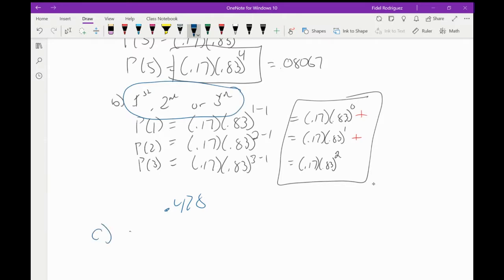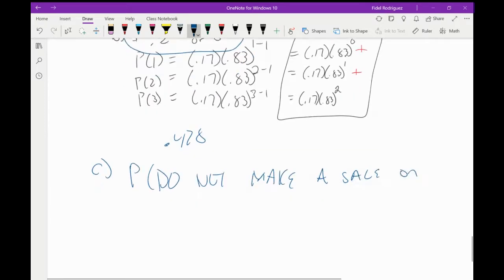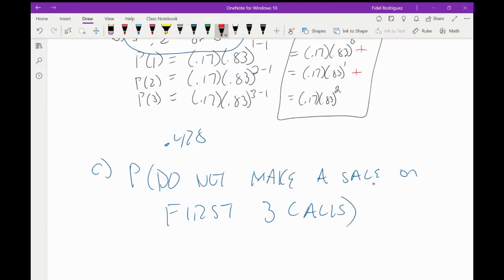Now, part C says, what's the probability that we do not make a sale on the first 3 calls. Okay, so if we know that the probability that we do make a sale on the first 3 calls is 0.428, then the probability that we're not going to do that, y'all, would be 1 minus 0.428.